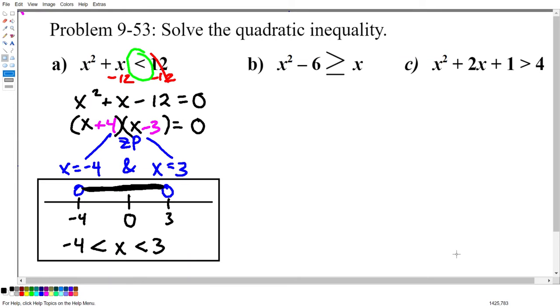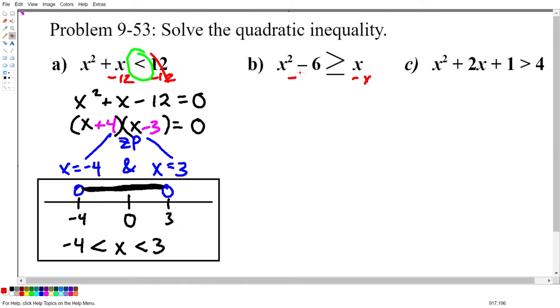All right, we made it to example letter B. Example letter B is x squared minus 6 is greater than or equal to x. So, what's our first step? Yeah, the first step is it's got to be equal to 0. So, whatever's on the right side should be equal to 0.